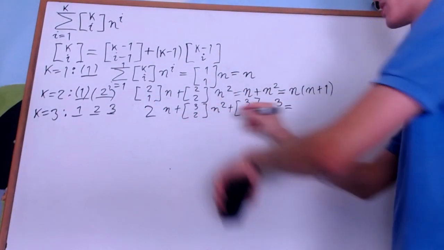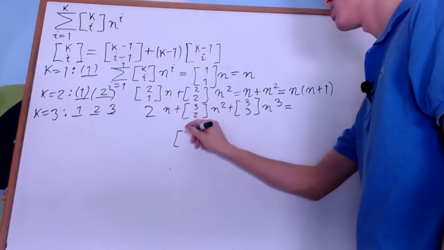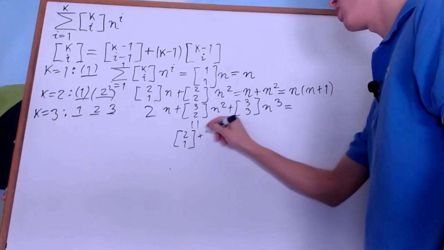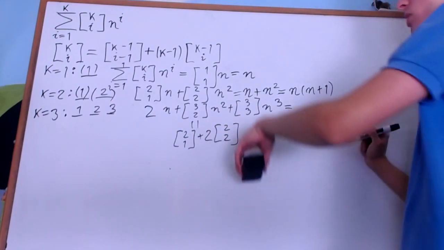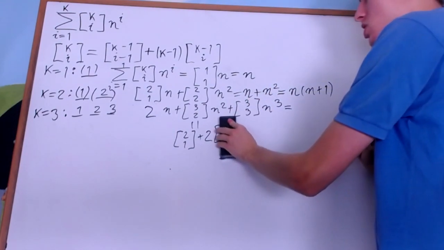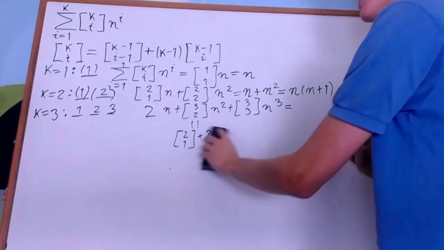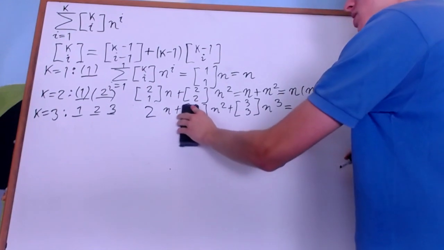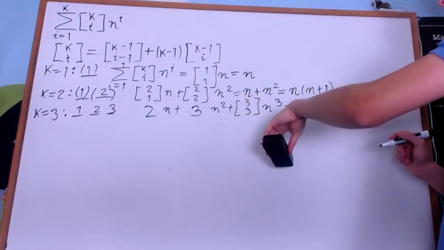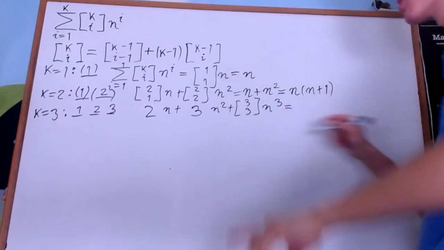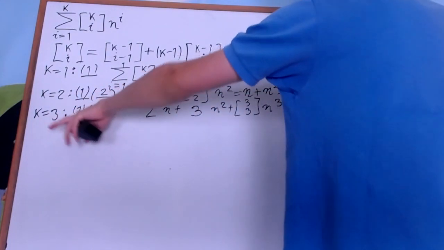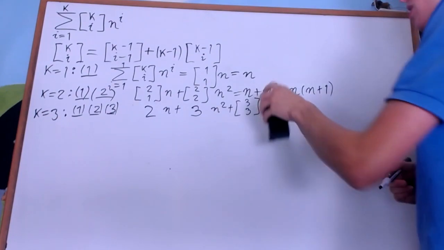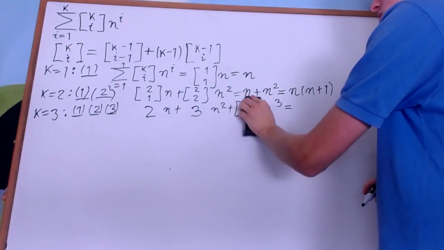Alright, what about this 3,2? Well, we can do the same thing. It's 2,1 plus 2 times 2,2. Well, we know what both of those are. That's a 1, so that's a 2. And we know that 2,1 is a 1. And so we get a 3 for this one. And then 3,3, this one we actually don't have to use the formula for because it's just a number where all of them are 1 cycles. And there's only one way to do that. And so we get n cubed there.